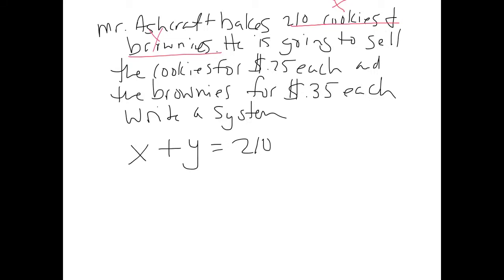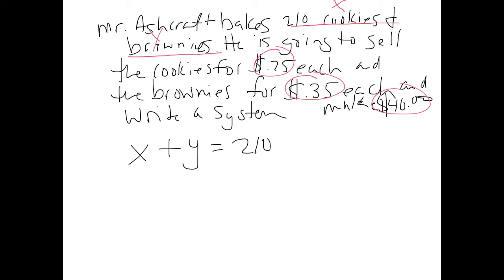Our second equation comes from, we'd need one more piece of information in here. He's going to sell the cookies for $25 each and the brownies for $35 each, and make $40. Okay, so we'd need that other total. So now we're going to put all the money together.